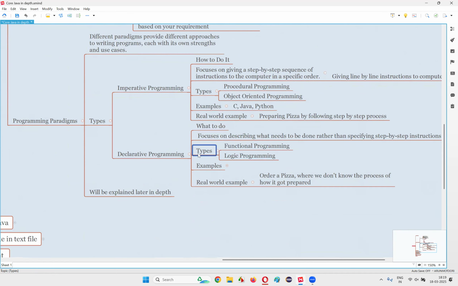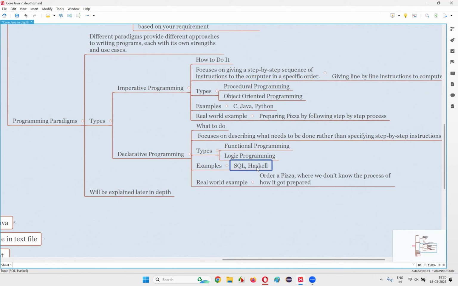Here, subtypes are all there, guys. Declarative programming: functional programming is one type, and logic programming is another type. These are the examples for declarative programming. An example is SQL. In SQL, you won't write the instructions. You'll simply say select star from users table. Select star from table where ID is equal to 5.